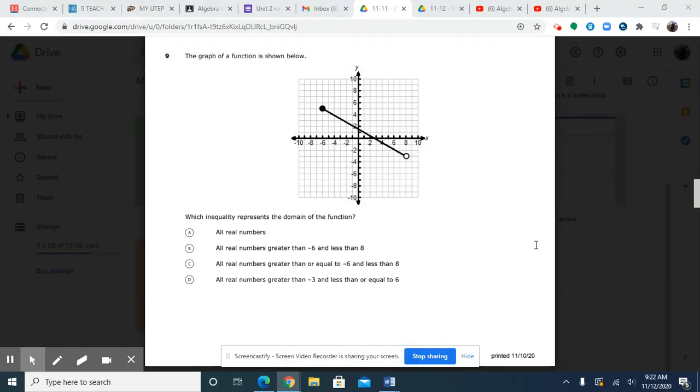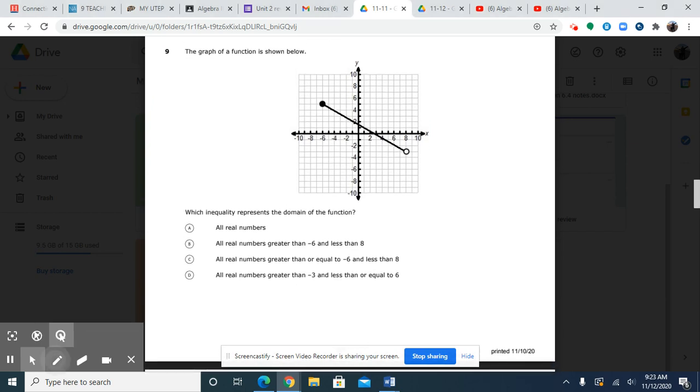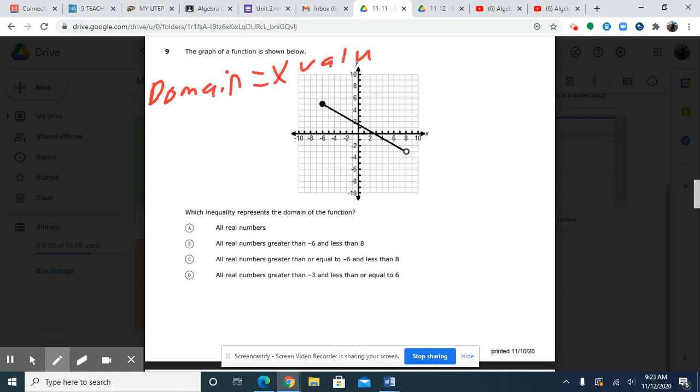Okay, so let's look at number 9. And number 9 deals with finding the domain and range of a function or a line. Okay. So when we're talking about the domain, we're talking about the x values. It's nothing fancy. The domain is just talking about the x values. The range is talking about the y values.